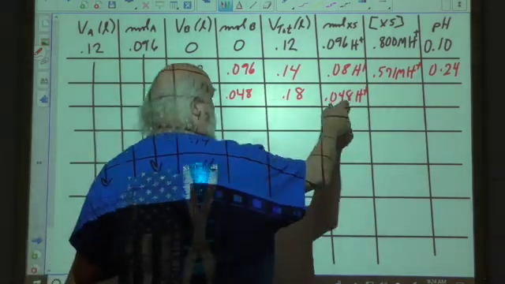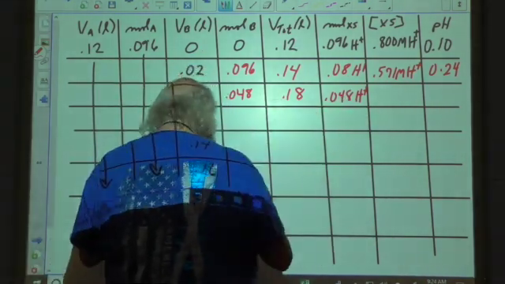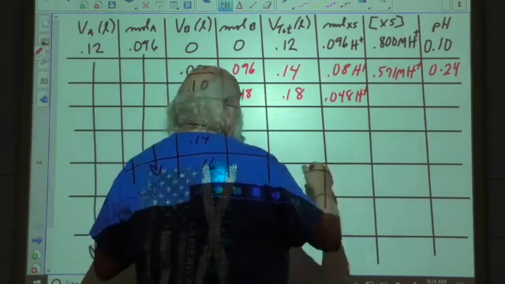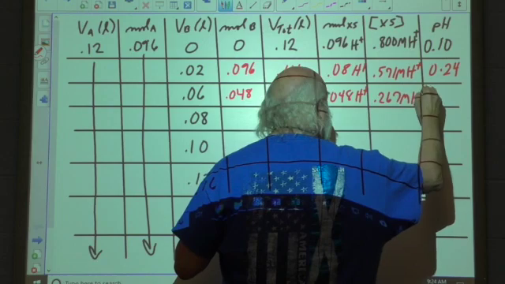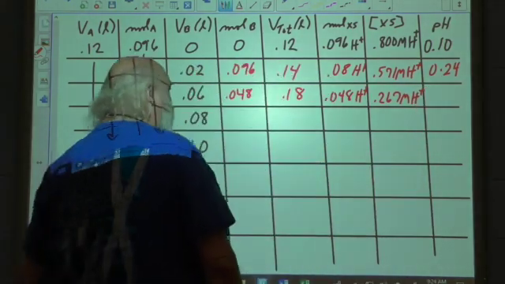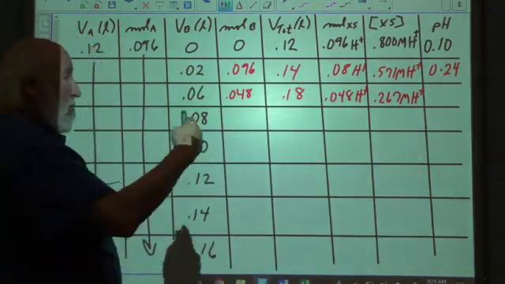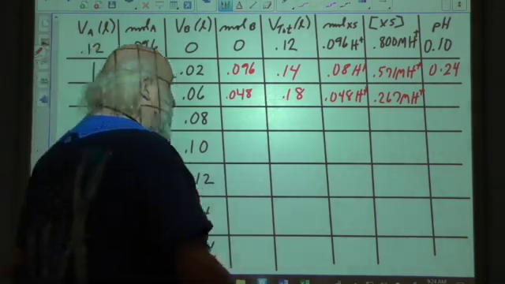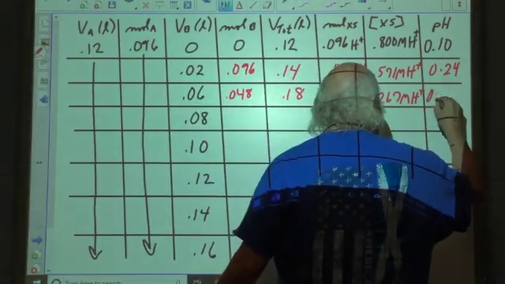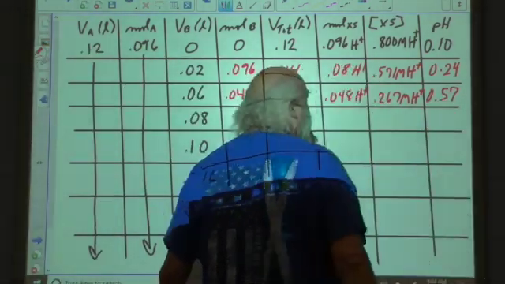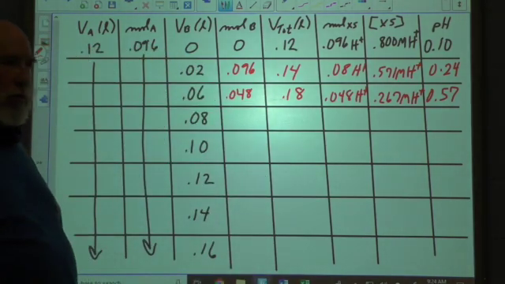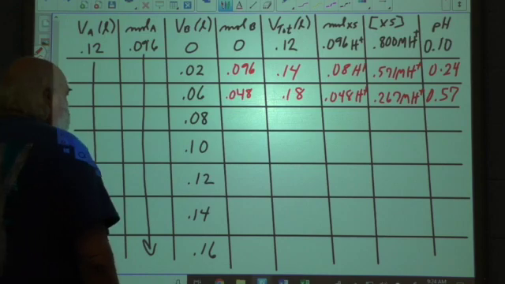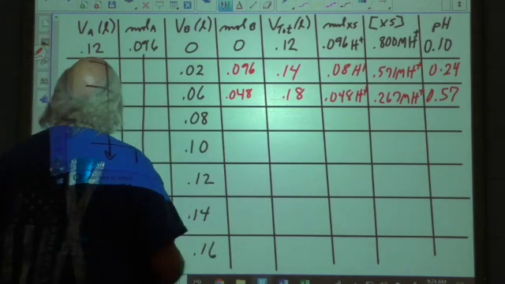Now to find the concentration, we'll take 0.048 divided by 0.18, and we get 0.267 moles per liter of H positive. And again, negative log of that, rounded off to 2 decimal places, is 0.57. So there's a slow uptick in pH, but not a dramatic change. So, we're going to continue going on here.